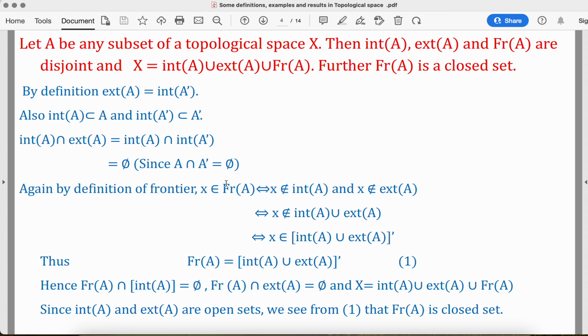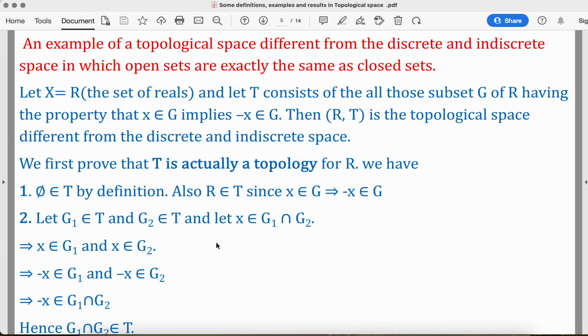Because x belongs to the frontier of A if and only if it belongs to the complement of the interior of A union exterior of A. Since the interior of A and exterior of A are open sets, and the frontier of A is the complement of their union, we can say that the frontier of A is a closed set. Interior of A is open, exterior of A is open, so their union is open and the complement of an open set is closed. So the frontier of A is closed.